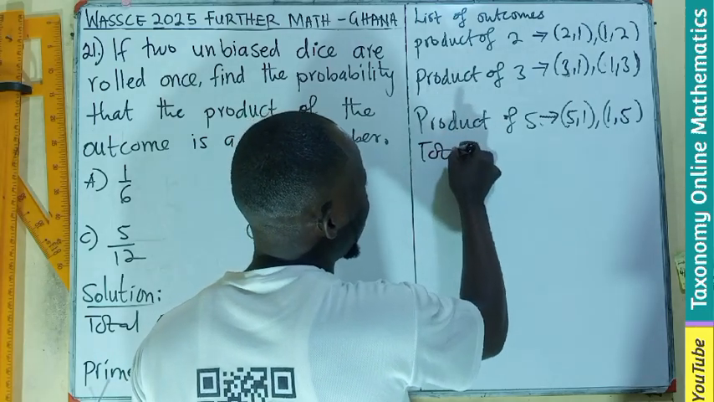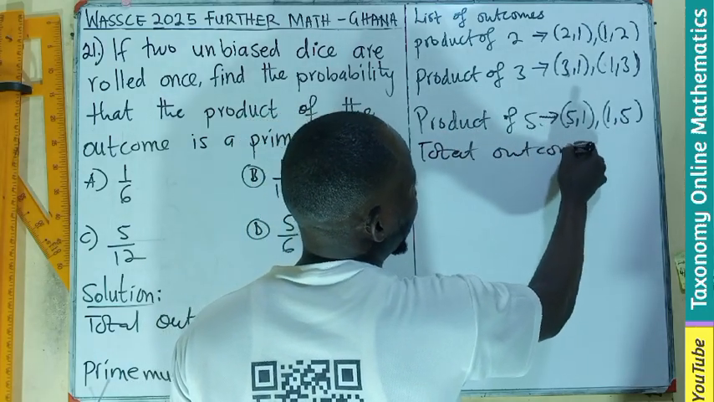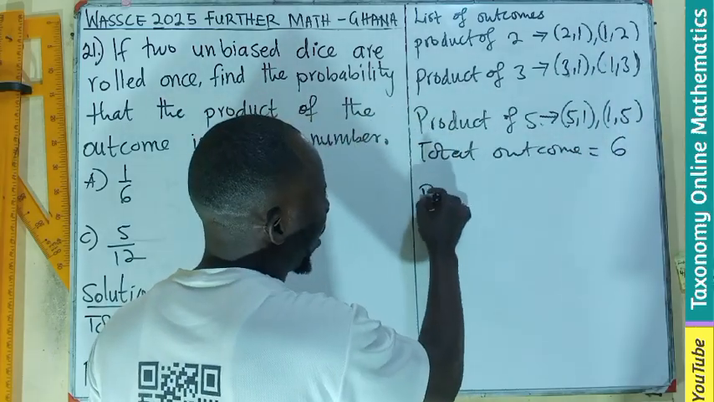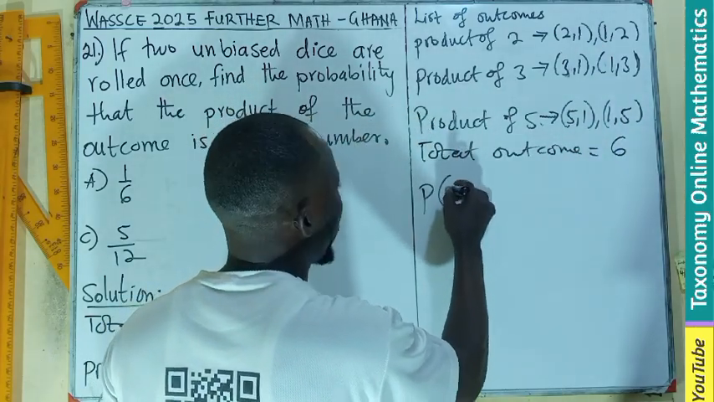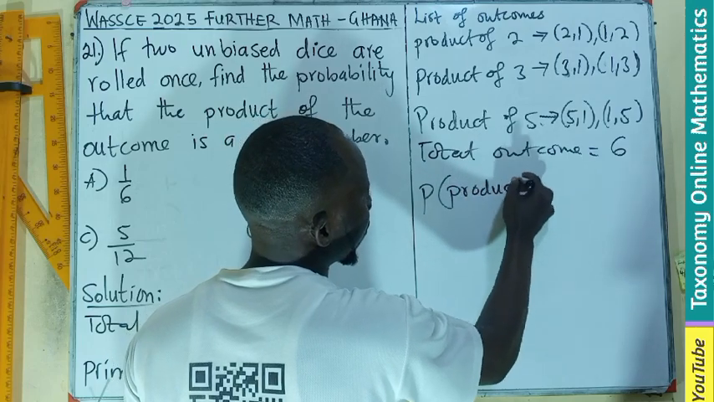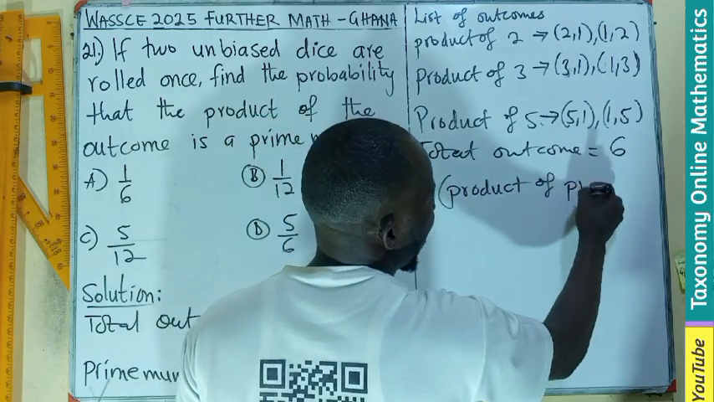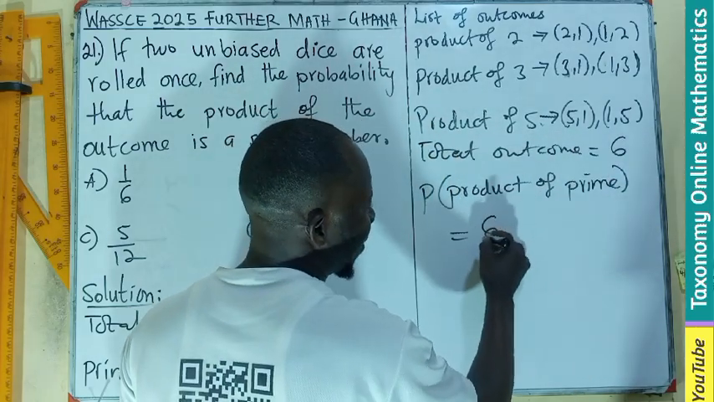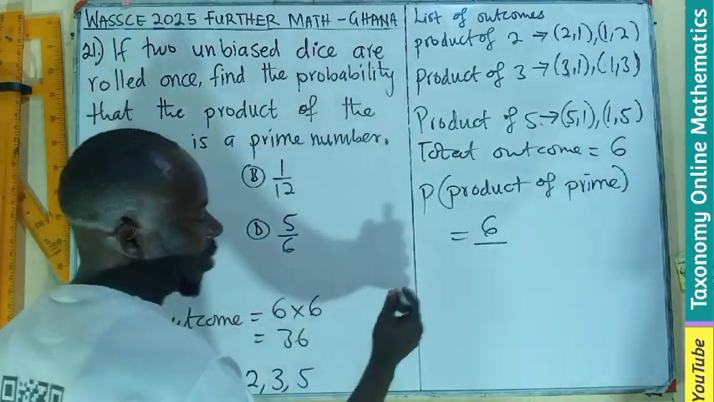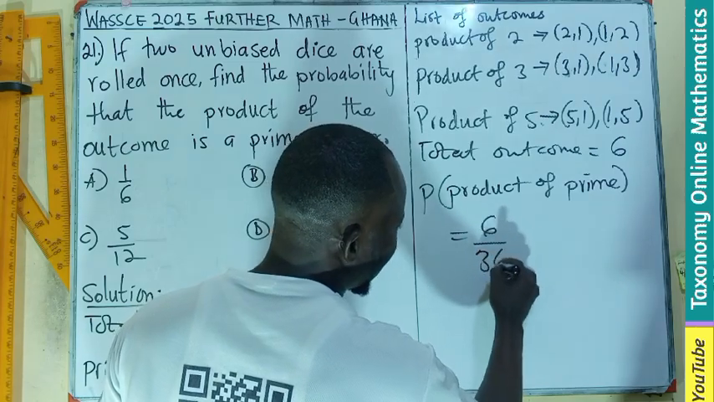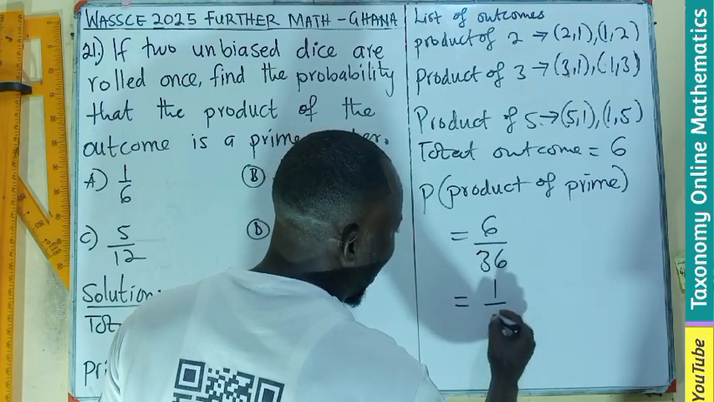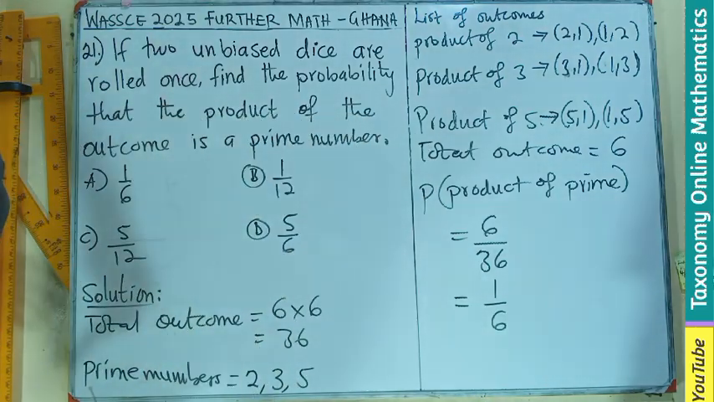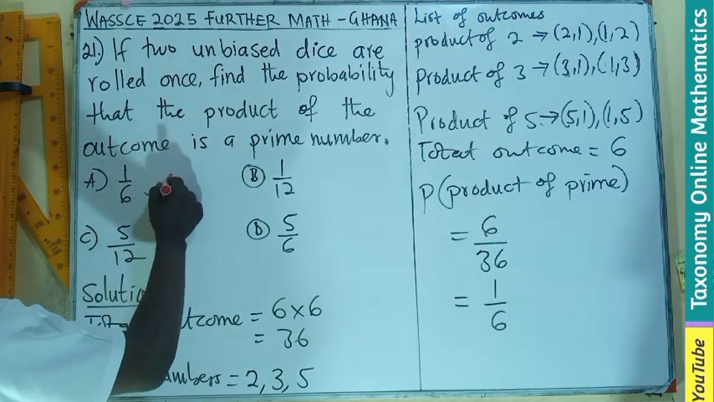So let's just go straight forward and see. Let's see total outcome 1, 2, 3, 4, 5, 6. So we have 6. So the probability of the product being prime is going to be the number of prime outcomes, 6, divided by the total sample space, which is 36. And if you do that, you get 1 out of 6. So let's check the options and see. The best option here is going to be option A.